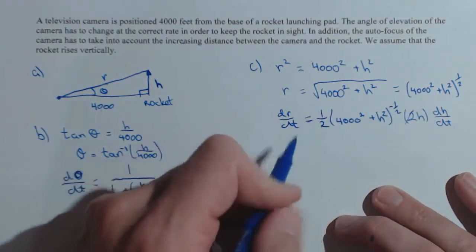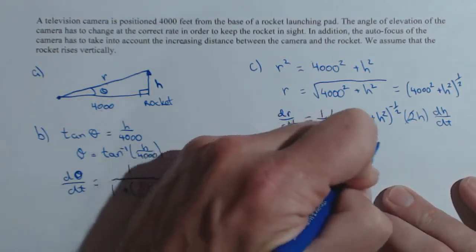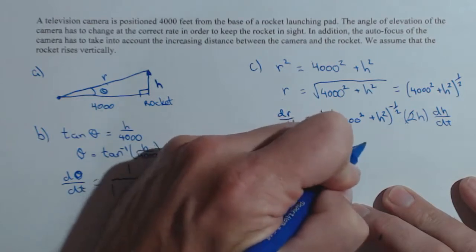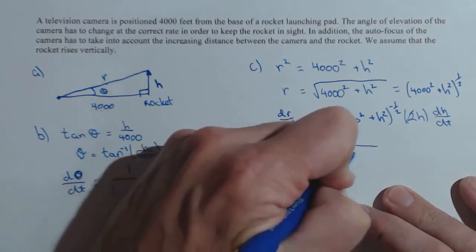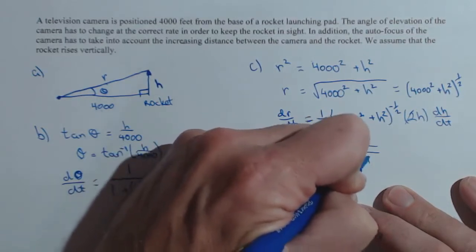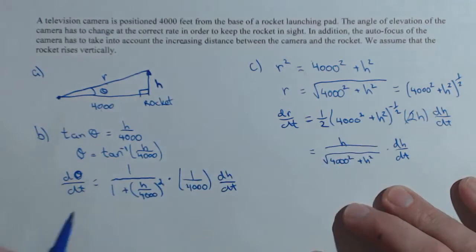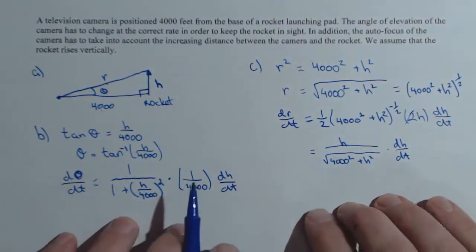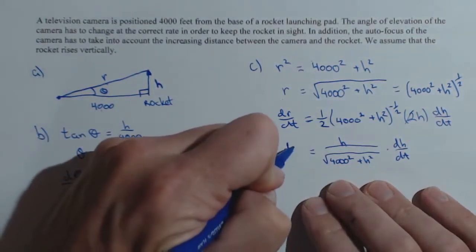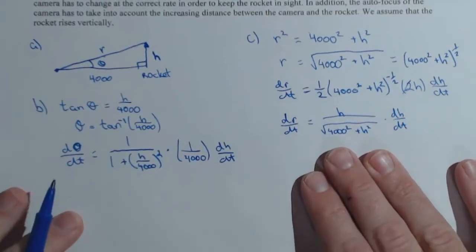Alright, and we can clean this up a little bit. For instance, these 2's will cancel, and so we're going to get dr/dt is h over the square root of 4,000 squared plus h squared, times dh/dt. So we've set up our two related rates equations. Now we're ready to go do some work on these.